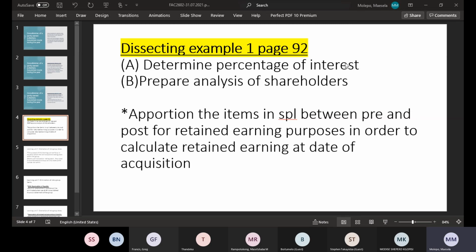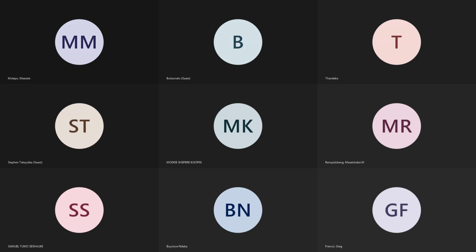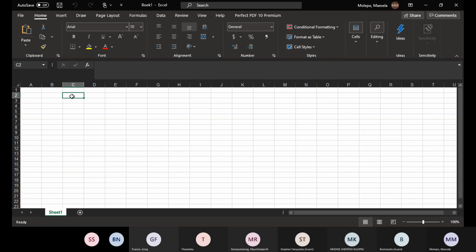I'm going to share my Excel. Please notify me if you see it. I believe you can now see my Excel. Can you see it? Anyone can just say yes, and then, okay, let's proceed.